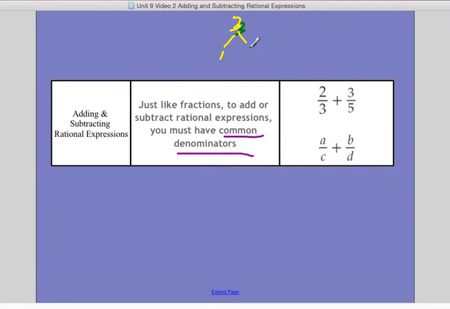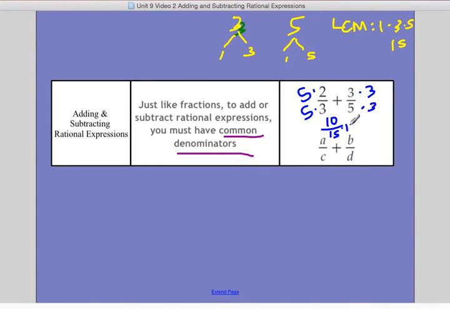breaks down into 1 times 3. 5 breaks down into 1 times 5. So my least common multiple would be 1 times 3 times 5, which is 15. So I would have to take this times 5 and this times 3. So that gives me 10 over 15 plus 9 over 15, which gives us, add the tops, 19 over 15. That's my answer for that one.